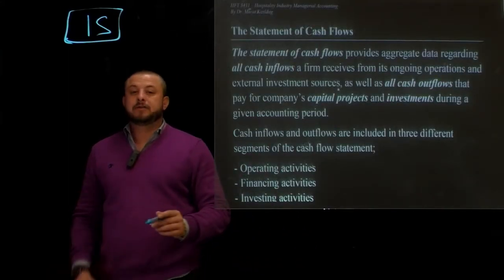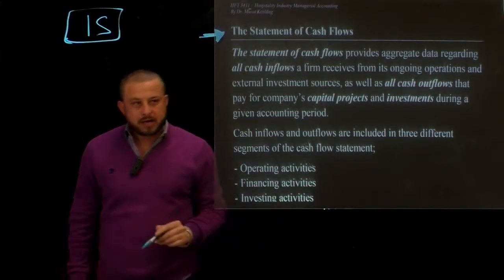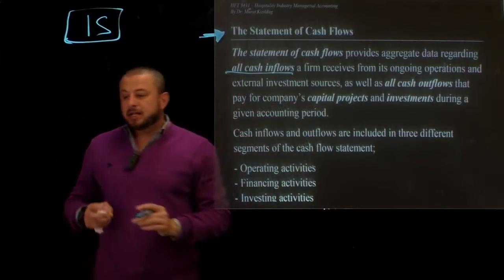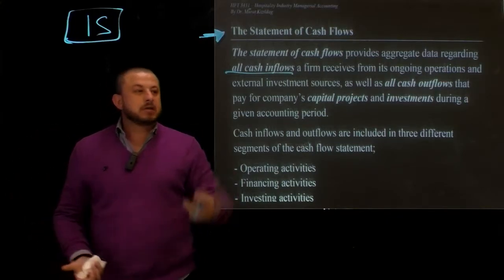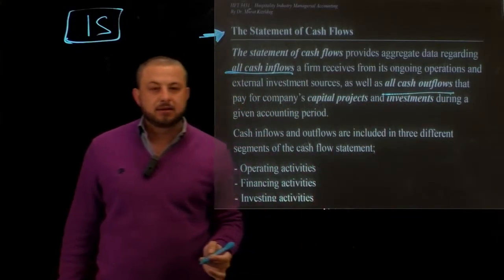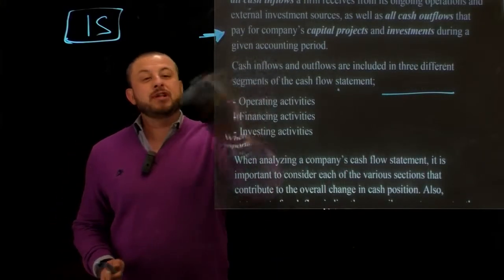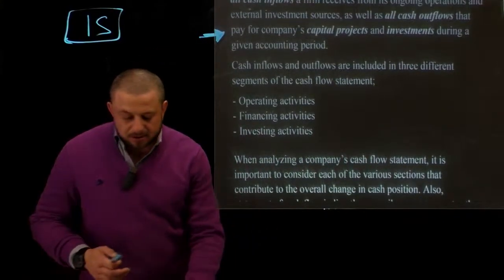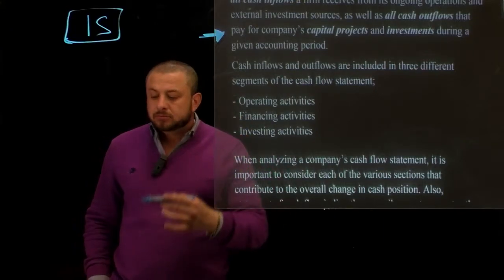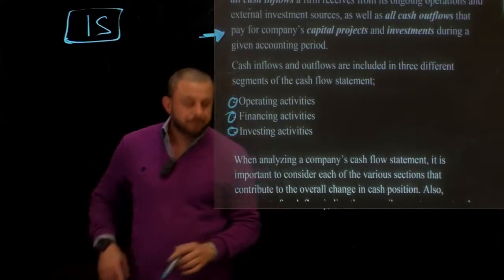And lastly, we have the statement of cash flows. The statement of cash flows is important because it provides aggregate information about all the cash inflows, guys, from the ongoing operations, external investments, and financing activities. All cash flows are listed, and those cash flows and inflows come from three different segments from the business operations. There are three distinctive parts of the cash flow statement: operating activities, financing activities, and investing activities.